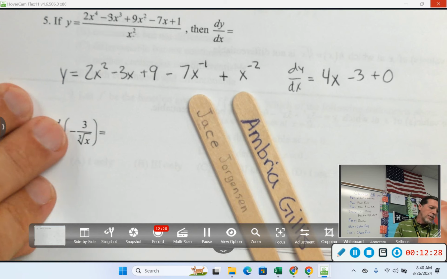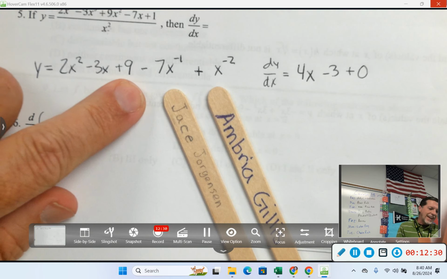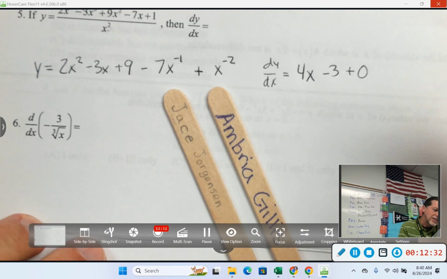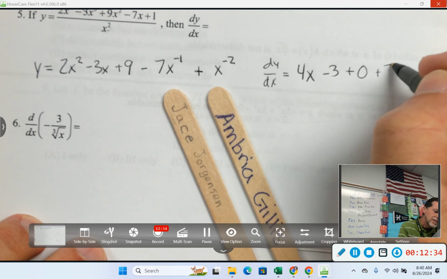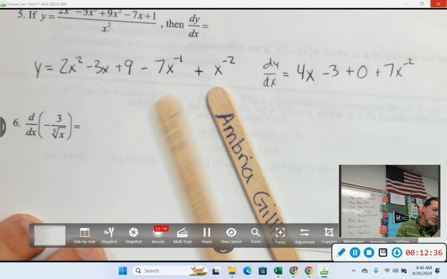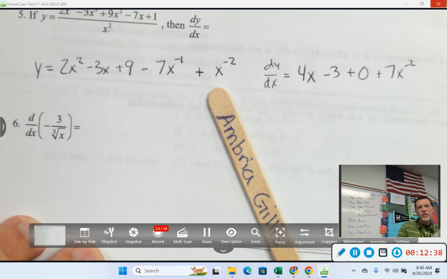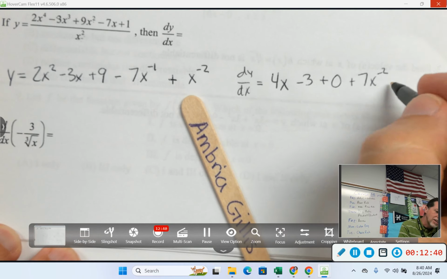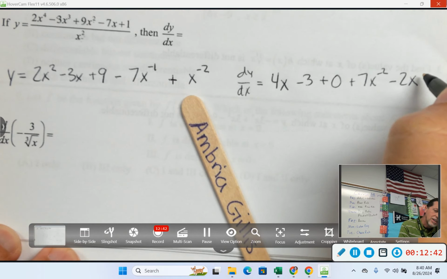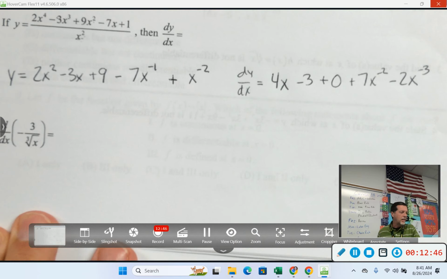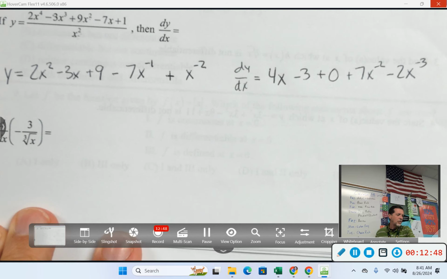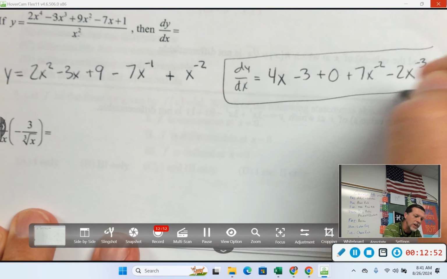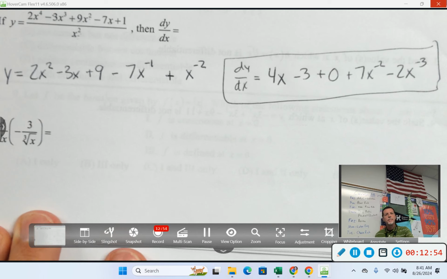Obviously, you don't have to write plus 0. Jace, getting a little harder here. What's the derivative of negative 7x to the negative 1? 7x to the negative 2. Good, 7x to the negative 2. And Ambria, the derivative of x to the negative 2? Negative 2x to the negative 3. Yes. Very good. And again, do you want to get a common denominator and add all? No, you do not. Right? Safe stop.